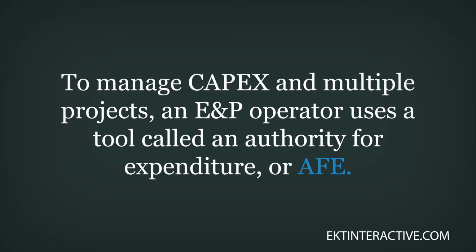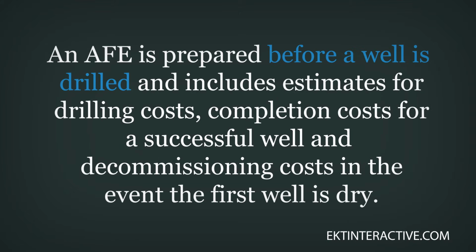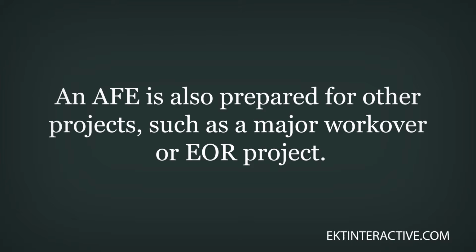To manage CapEx in multiple projects, an E&P operator uses a tool called an Authority for Expenditure, or AFE. This form represents a project budget against which actual expenditures are compared. An AFE is prepared before a well is drilled and includes estimates for drilling costs, completion costs for a successful well, and decommissioning costs in the event the first well is dry. A subsequent AFE is needed for the series of wells to develop the field if the first well is successful. An AFE is also prepared for other projects, such as a major workover or EOR project.